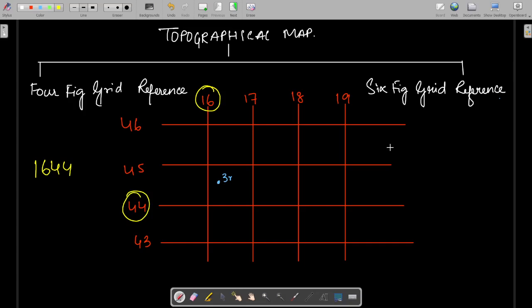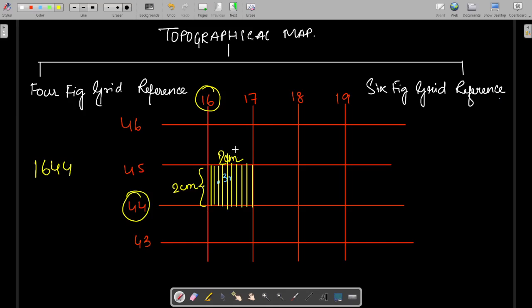Now let us consider that we have to calculate the six-figure grid reference of the following feature. To do this, we first have to divide this particular grid into 10 equal divisions from northing and easting, both sides. That is, we have to draw the horizontal as well as the vertical lines. As we can see, we have already drawn the vertical lines into 10 equal divisions. Before that, we have to keep in mind that this line is 2 centimeters, and from this it is 2 centimeters. That means from all sides the length is 2 centimeters.